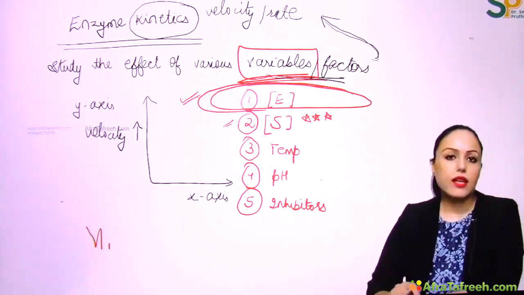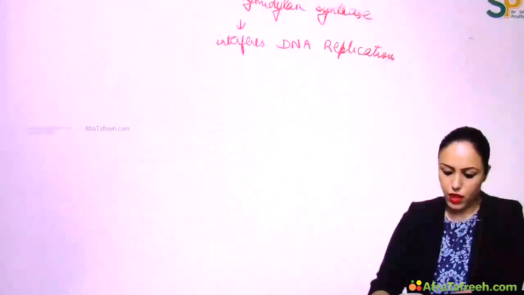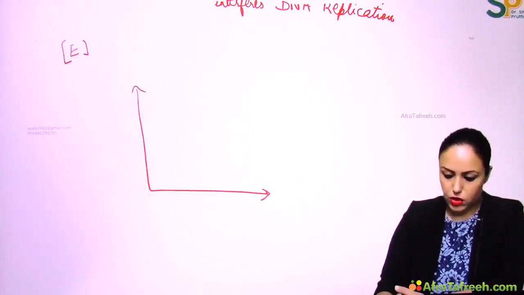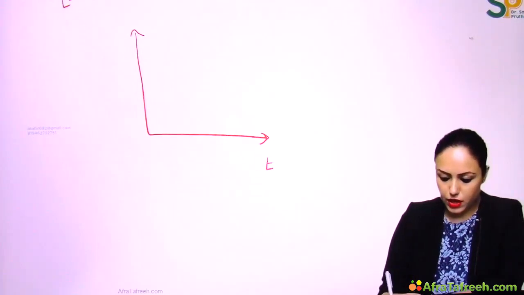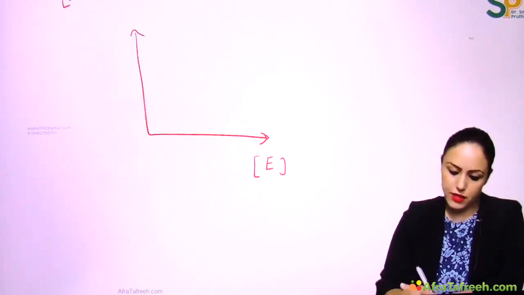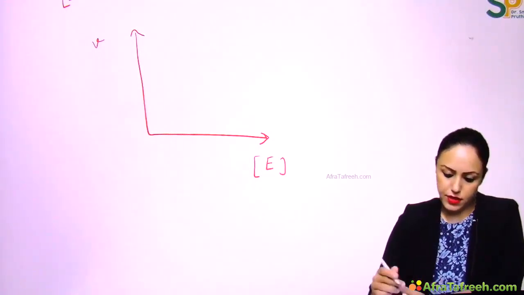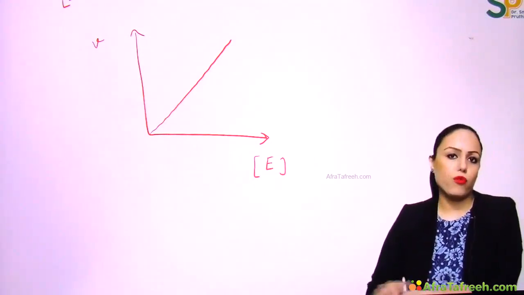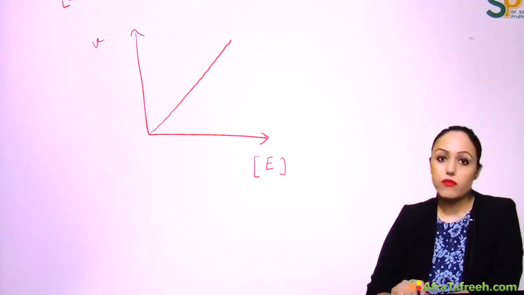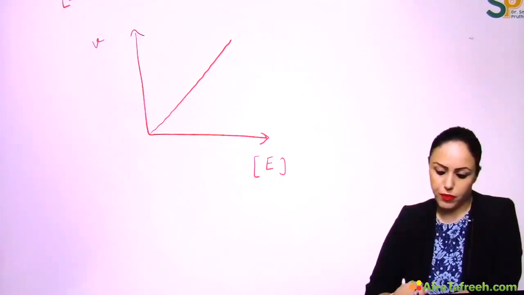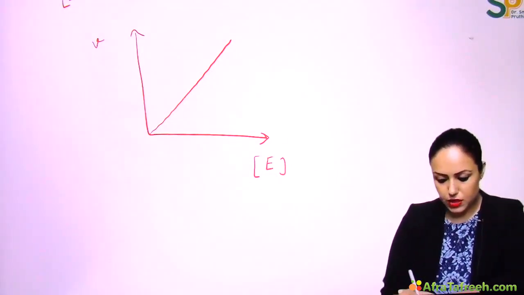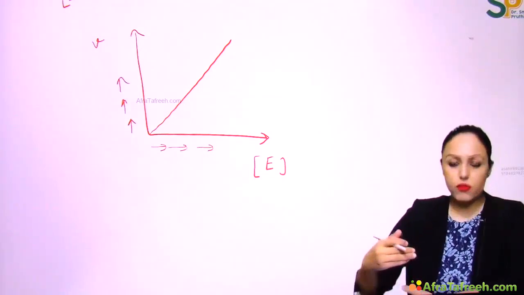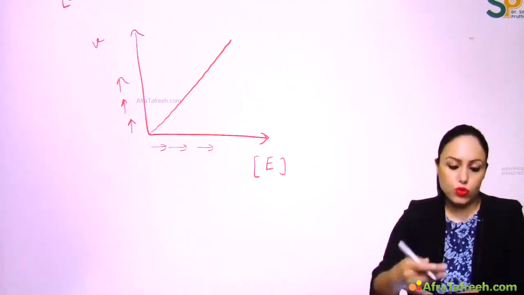First, I will take enzyme concentration. We have to see the effect of enzyme concentration on the rate or velocity of reaction. So in this graph, we take enzyme concentration on x-axis and velocity on y-axis, and this graph is a straight line. Basically, you have to learn the shape of all these graphs and understand why this shape is there. What is the meaning of this shape? It means as we increase enzyme in an experiment, we see the effect on velocity, that velocity is also increasing.